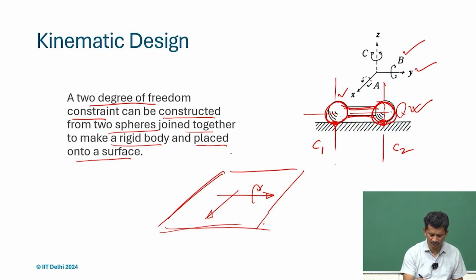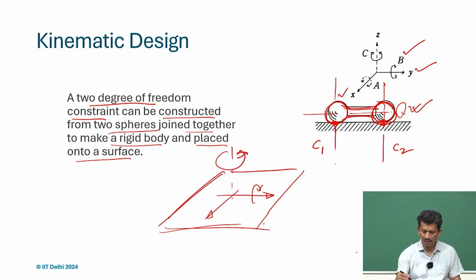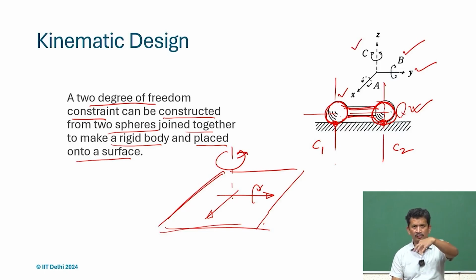So, if you are talking about this rotation c, that is also possible because we can turn without lifting it. So, we still have those two contacts C1 and C2, but we try to rotate along z axis which is perpendicular to the plane, we can still rotate. So, that is also possible.